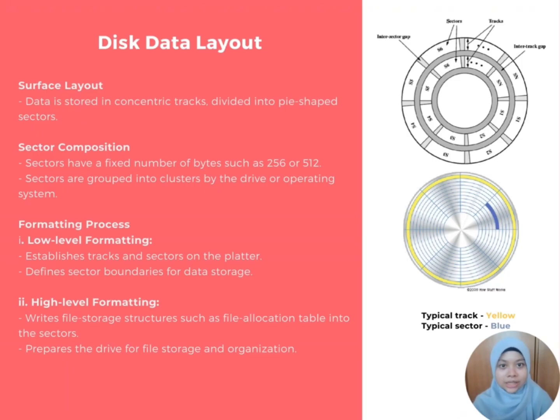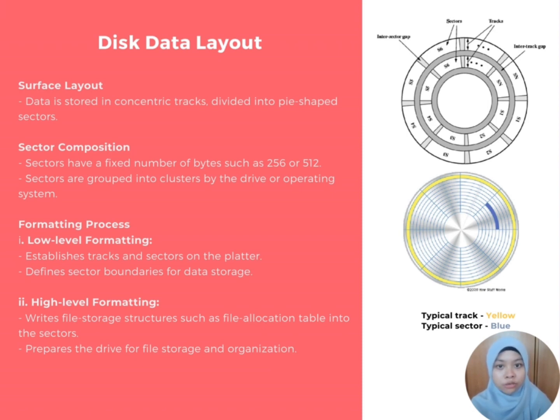The next part is the data layout. From the pictures, yellow is usually the typical track, while blue is usually the typical sector. In the data layout, data is stored in concentric tracks divided into pie-shaped sectors. Sectors have a fixed number of bytes, such as 256 or 512. Sectors are grouped into clusters by the drive or the operating system (OS).